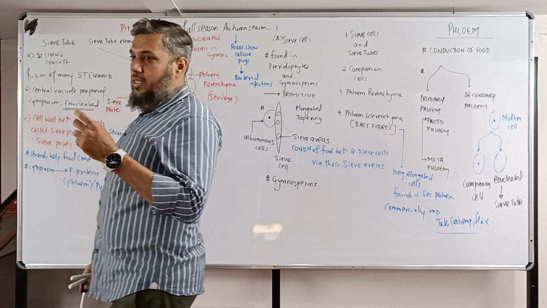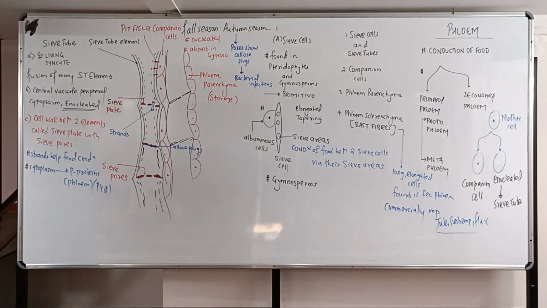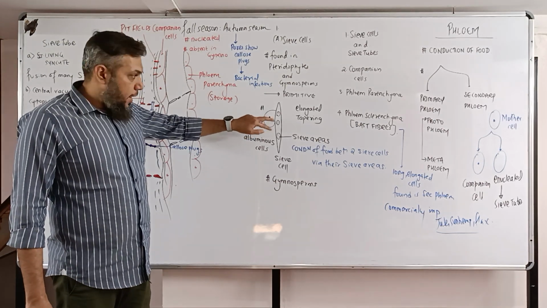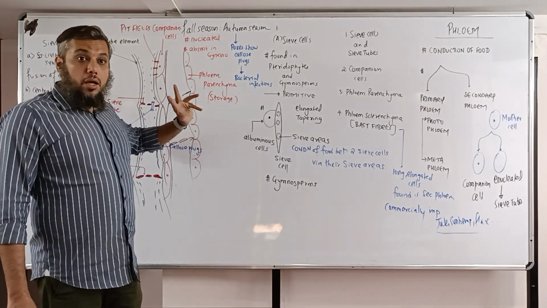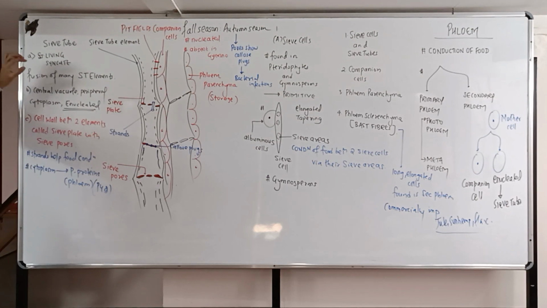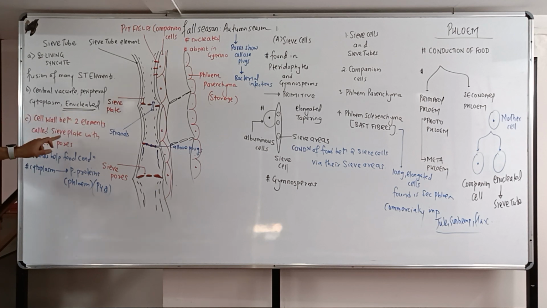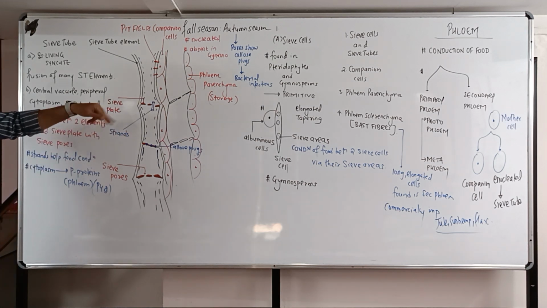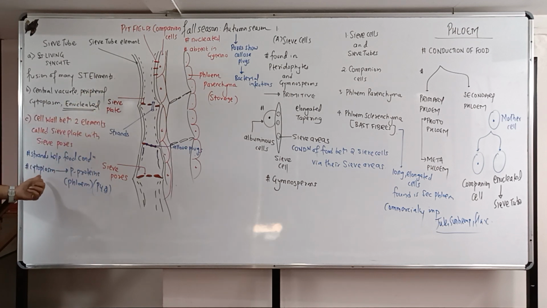Sieve cells are found in gymnosperms and pteridophytes. They show the presence of an elongated tapering structure with sieve areas and albuminous cells. What is a sieve tube? It's a living syncytium. Many elements come together to form it. They show the presence of a central vacuole, peripheral cytoplasm, and they are enucleated. The cell wall between the two is called sieve plate with sieve pores. They also show the presence of strands which help in conduction, and protective phloem proteins.